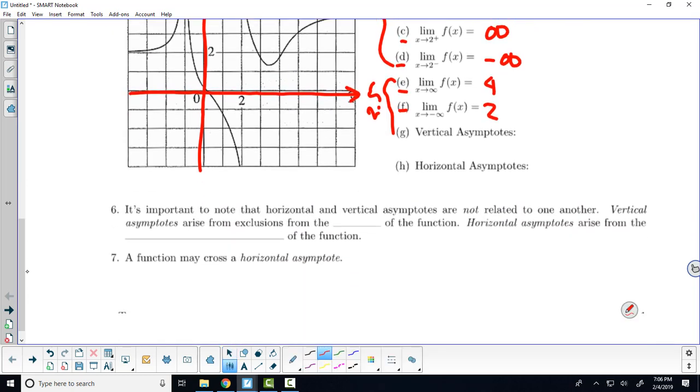Okay? So we just showed that we had vertical asymptotes at x equals -1 and at x equals 2. And we just showed that we have horizontal asymptotes at y equals 4 and at y equals 2. Do you see why I make you give me these equations? Because if I say, what are the asymptotes, and you say 2, I don't know whether you've really got the idea down.